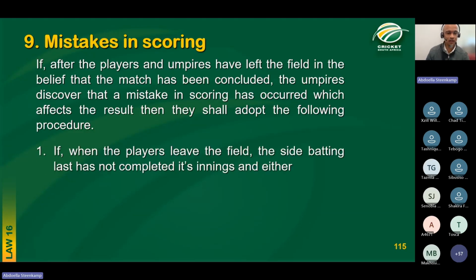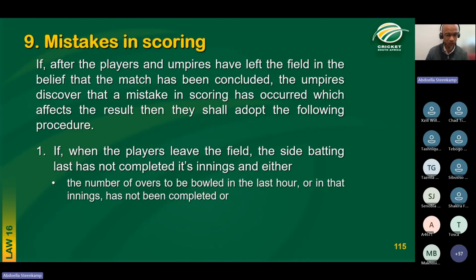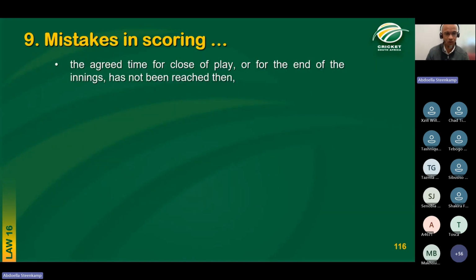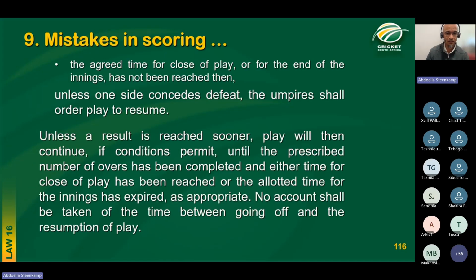Now the law tells us we need to tell the players to go back. The batting side still needs to score 4 runs to win, so we need to go back. If there's still a number of overs to be bowled in the last hour, there's still time left, we need to tell them to go back. If there's no more time left, if you reach the agreed close of play, then unfortunately the game will be a draw. But you need to tell players to go back.